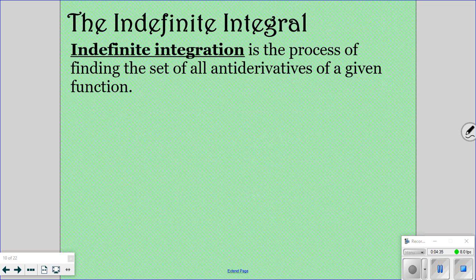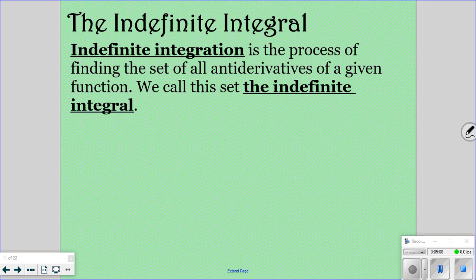So now we're going to look at indefinite integrals. Indefinite integration is the process of finding the set of all antiderivatives of a given function. So you're not going to have one particular answer. You're going to be finding all of the antiderivatives. Antiderivatives and indefinite integrals are pretty closely related, except when you find an antiderivative, you're just putting a number in, and when you do indefinite integrals, you're going to use that c that I just mentioned.